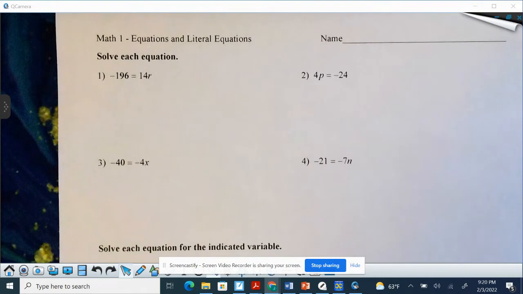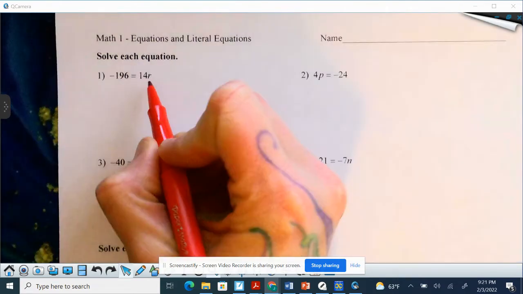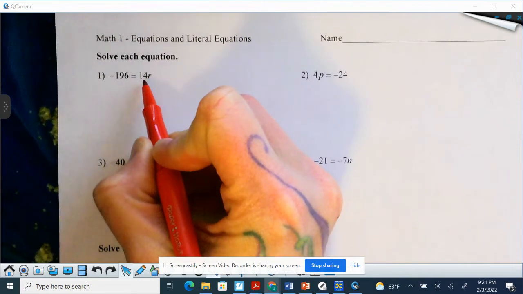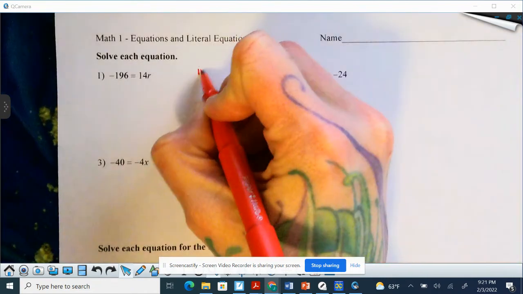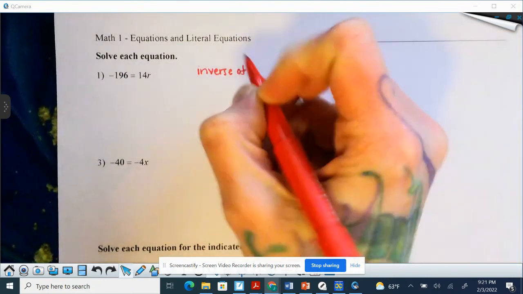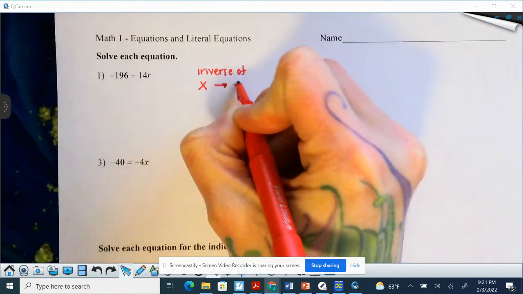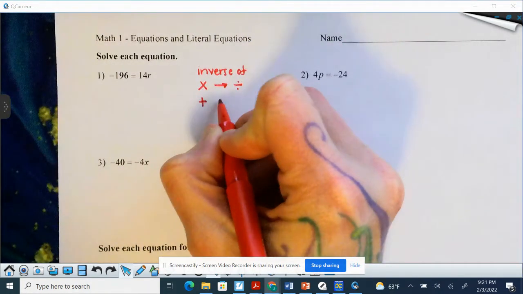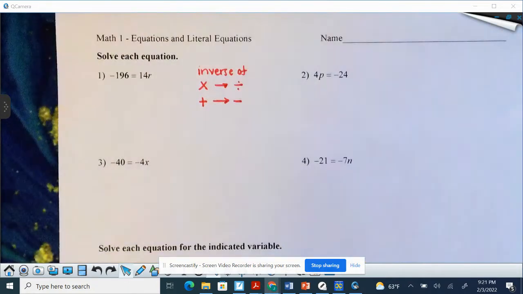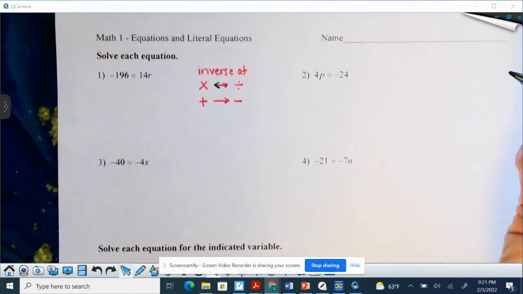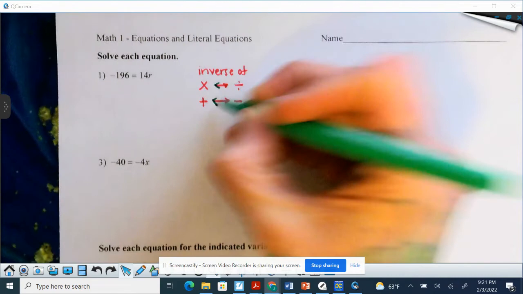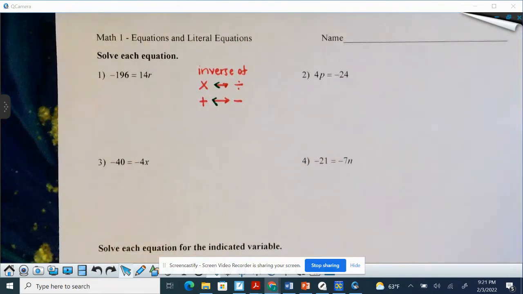Okay, so the first four are super basic one-step equations. What we're discussing is we're looking for the variable we're solving for. So we're solving for r. We're discussing what's attached to it and by what operation. So this is 14 times r. The inverse, which is the opposite, of multiplication is division. We know the inverse of addition is subtraction. And vice versa, the inverse of division is multiplication, and the inverse of subtraction is addition. So again, just a pretty basic review.